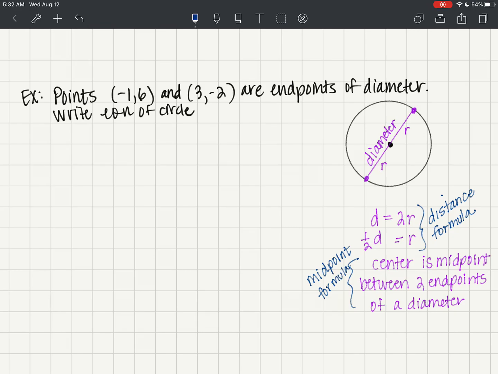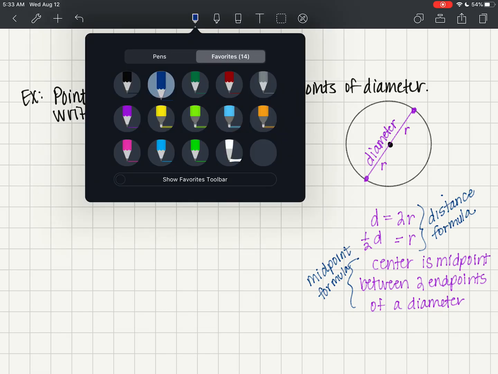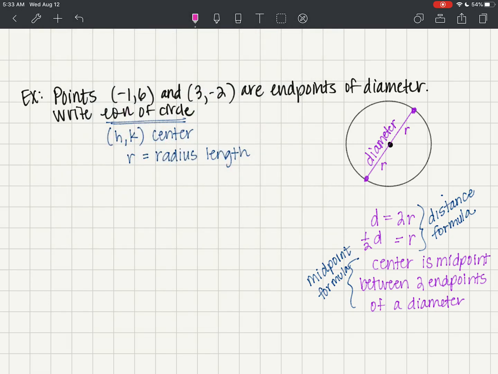Here we have points -1, 6 and 3, -2. Those are the endpoints of a diameter. Write the equation of a circle. So remember, to write the equation of a circle, we need the center. We also need the radius length. So we're going to use both the distance formula and the midpoint formula. Hopefully you can guess we're going to use the midpoint formula to find the center because it's halfway between the two endpoints. It's an endpoint, and this is an endpoint.